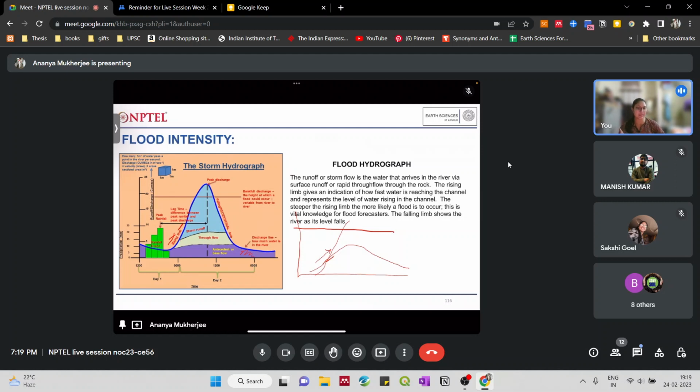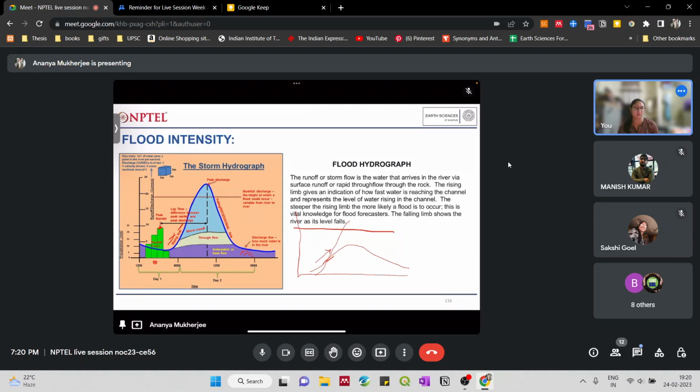And as I said, the falling limb shows the river level falling. Over here you see that even if the rainfall event has happened a day before the flooding, it depends on the amount of precipitation. The peak rainfall is supplying the runoff. It has happened a day before, but still there are chances of flooding. It depends on the amount of precipitation that the drainage basin has received.